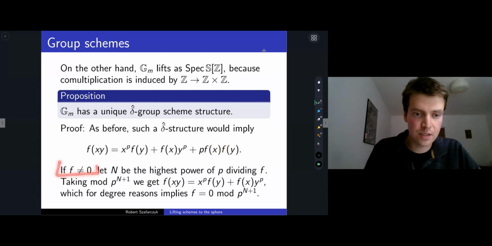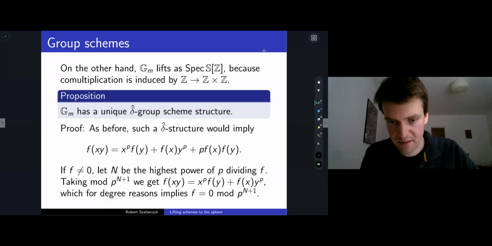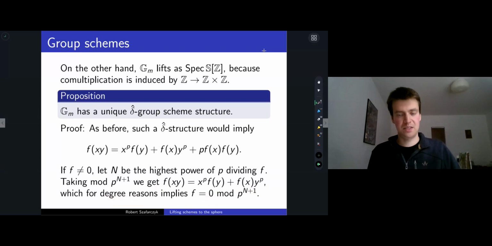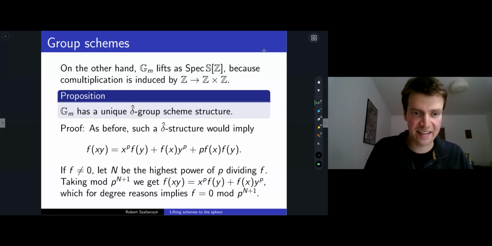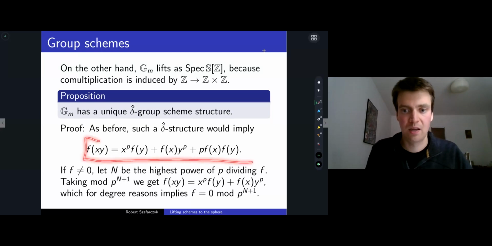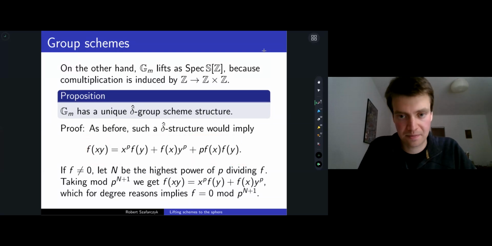And if F is non-zero, then you can check, taking some modulo high enough power, that you get some equation like this, and then you just look at degrees and you get that F must be 0, in fact. So I just want to say that, again, using this obstruction, you just get some polynomial equation and you just check that it cannot hold.